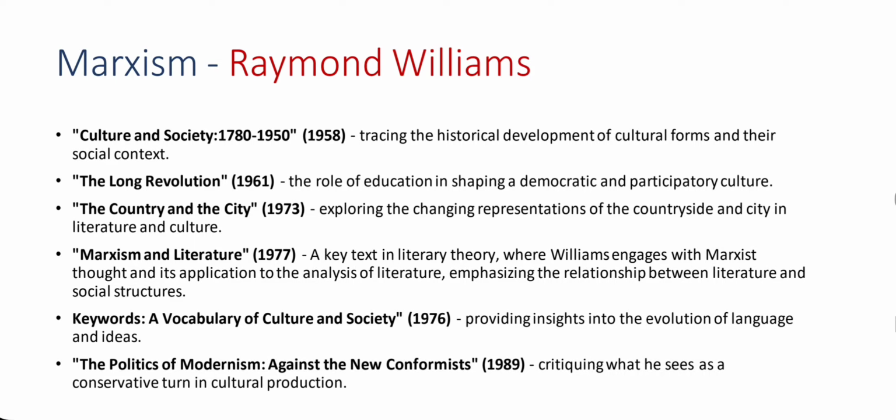Next is Marxism and Literature, 1977. A key text in literary theory where Williams engages with Marxist thought and its application to the analysis of literature, emphasizing the relationship between literature and social structure.